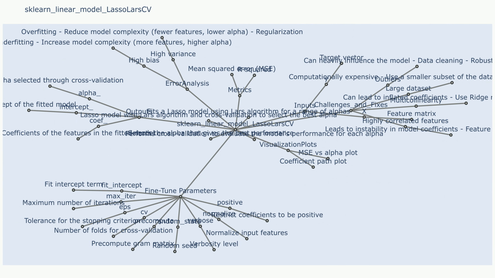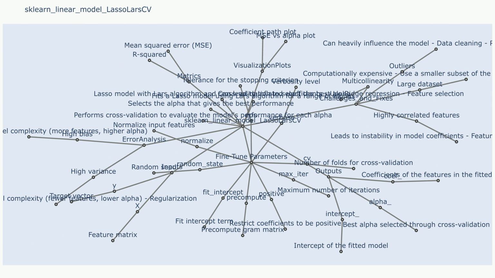Challenges and fixes. Challenge 1: overfitting to the training data when the regularization strength is too low. Sample use case that resulted in challenge 1: when the alpha value is very small, the model tends to fit the training data very closely, leading to overfitting. Fixes to challenge 1: increase the regularization strength alpha.